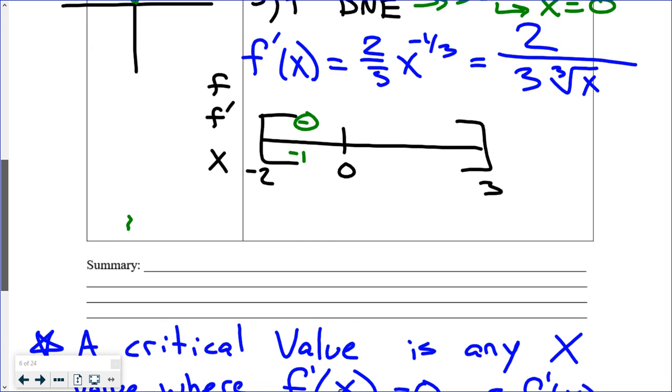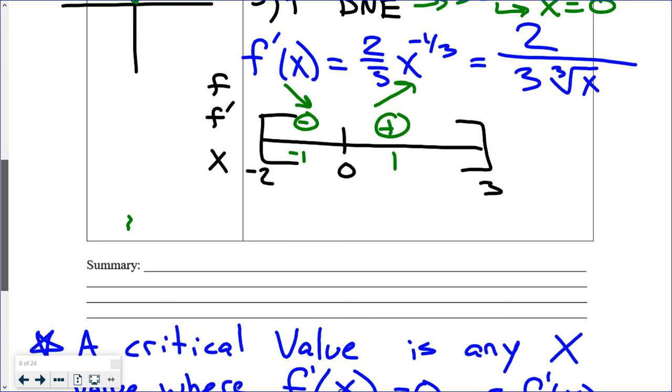What's your favorite number between 0 and 3? 1.5. Same thing, you plug it in, and we're going to get a positive or a negative fraction. Positive, so what's the original function doing? Increasing. So I don't know about you, but I think this tells me that 0 is not only an extreme value, it's probably going to be a minimum. The function decreases until 0, and then it increases afterwards.